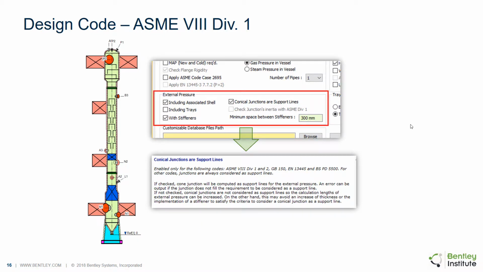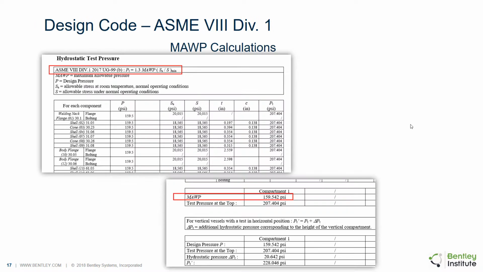In the external pressure field, the associated shell and stiffeners are enabled for inertia calculations, and the conical junctions are considered support lines. We will look at several screenshots of the design report in this and subsequent slides. The hydrostatic test pressures are calculated and listed in the table. Maximum allowable working pressure is calculated.